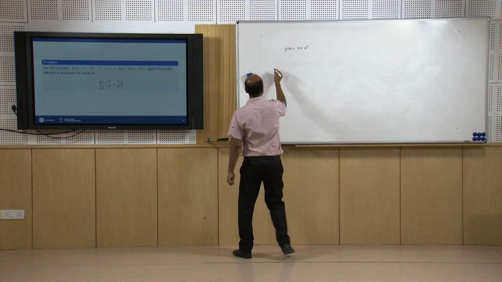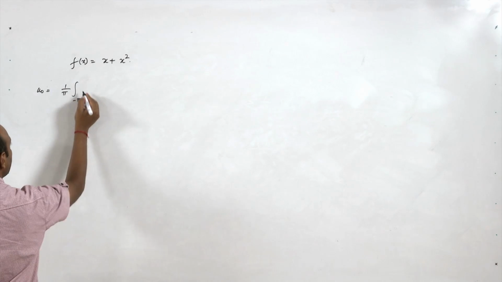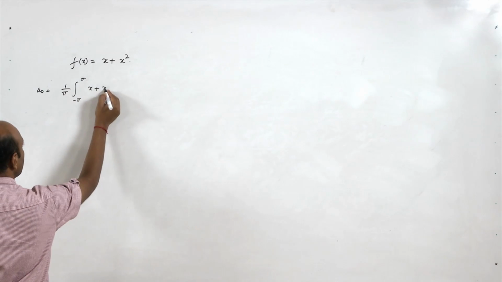So, what will be a naught? a naught will be nothing but 1 upon pi integral minus pi to plus pi of x plus x square dx.